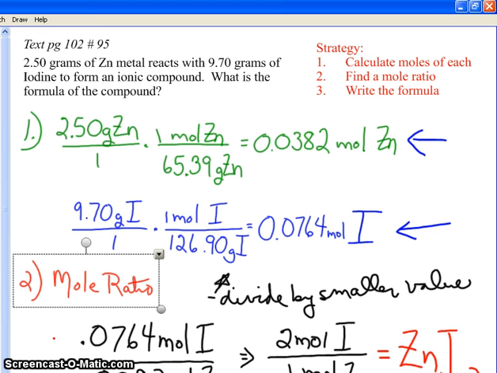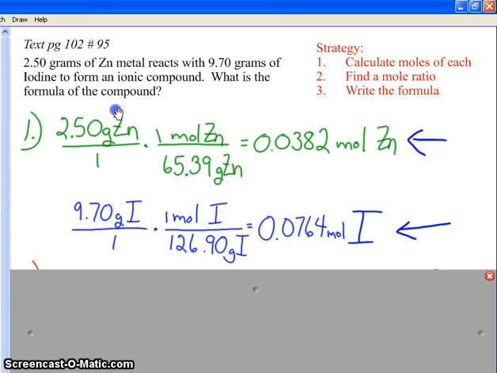All right, so let me cover up some of this. All right, so going from grams to moles is a matter of looking up the mass of a mole of zinc and using dimensional analysis to calculate the moles of zinc. Here we have 0.0382 moles of zinc and then 0.0764 moles of iodine using the mass from the periodic table of zinc and iodine.